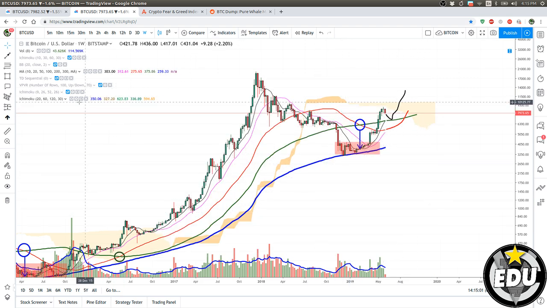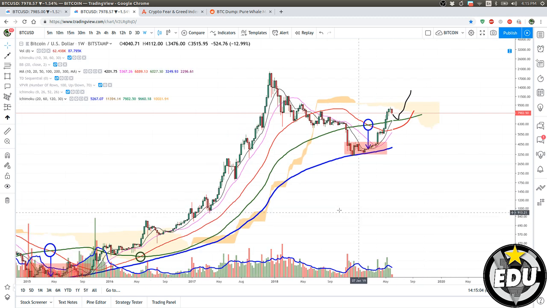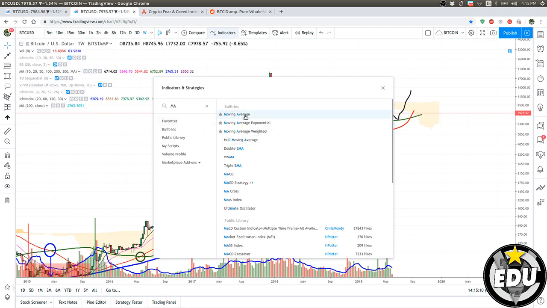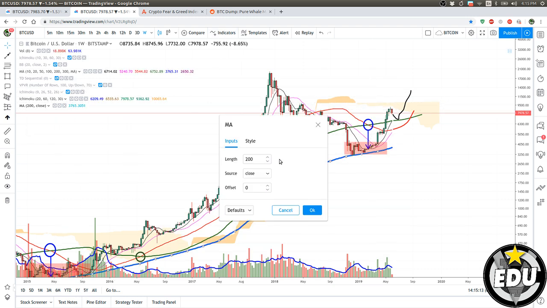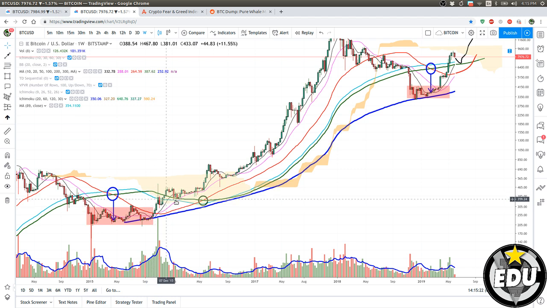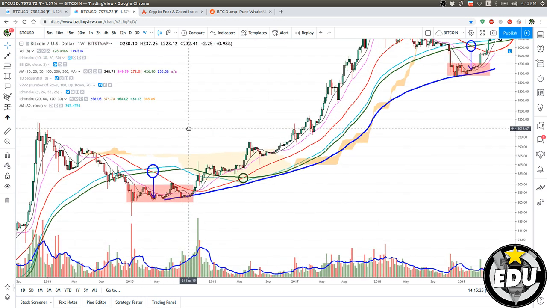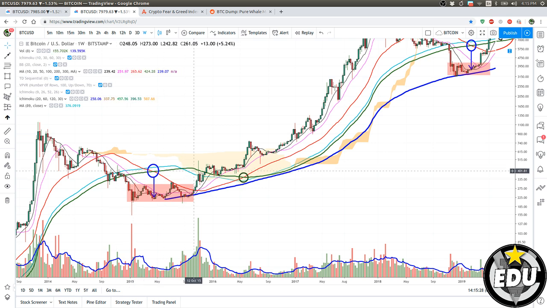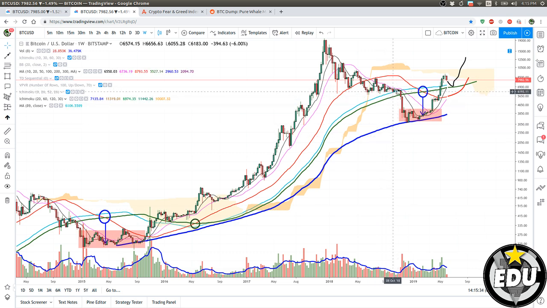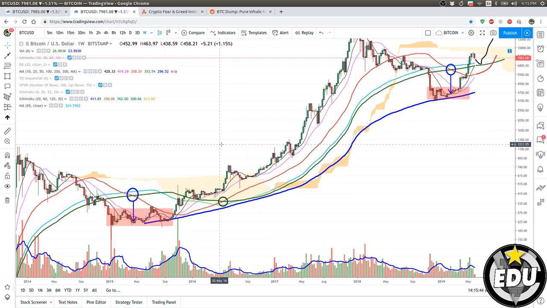But yeah, let's see the one that you're talking about. MA 89. So it's the blue one. Yeah, it's very similar to the 100. Very close to the 100, right? The green. Here is more perfect. Also here it works really well.